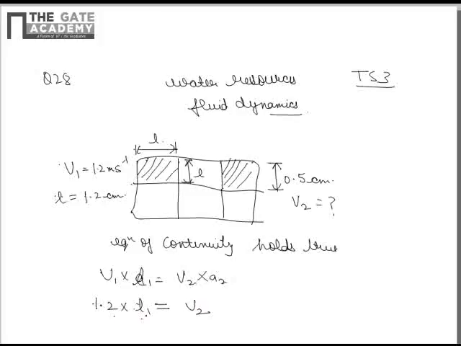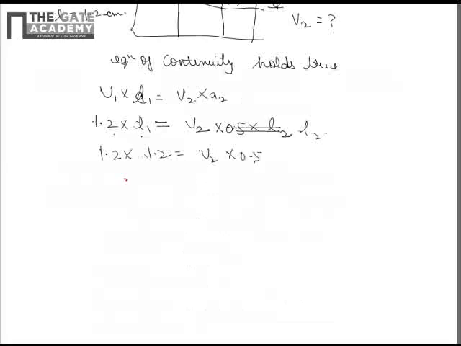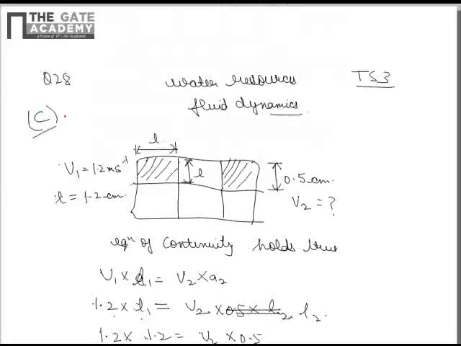So 1.2 into L1 is equal to V2 multiplied by 0.5 multiplied by L2, which is 0.5. So V2 multiplied by L2. After substituting the values, L1 we know is given as 1.2, and V2 is V2 into 0.5. So V2 comes as 2.88 meter per second, making C the correct answer.